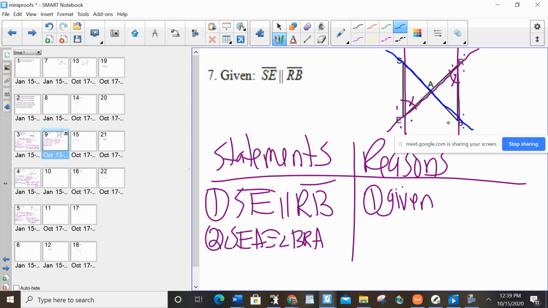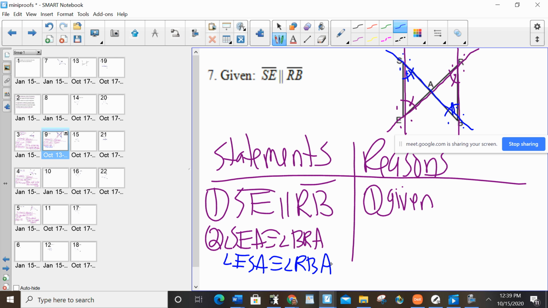Dot, dot, dot, dot, dot, dot, dot, dot. Which of these is an angle of a triangle? This one and this one. So we have ESA and we have RSA, RBA.